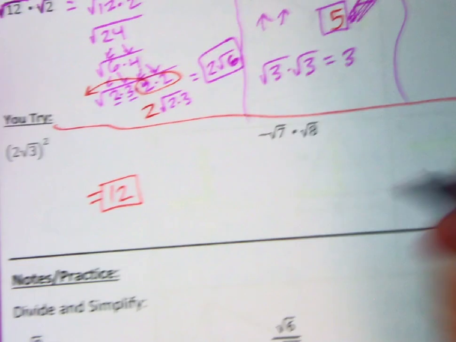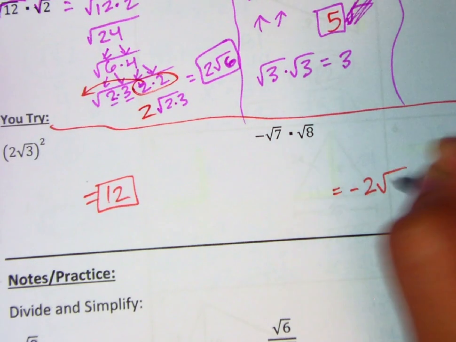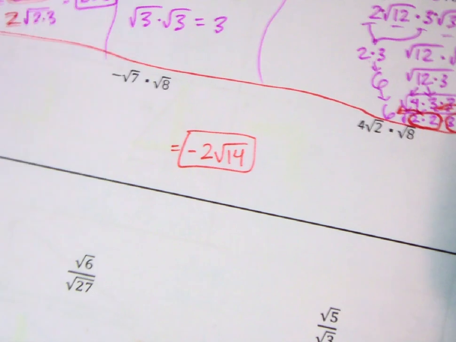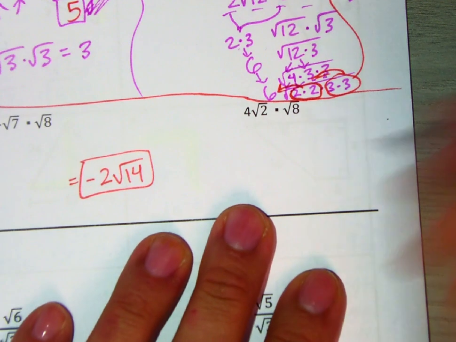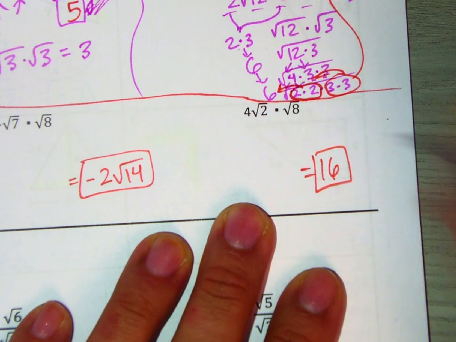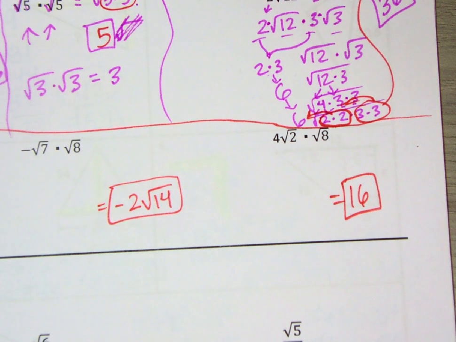For the second example, you should have gotten the answer of -2 square root of 14. For the third question over here, your answer should have been 16. Okay, I hope this video helps you understand multiplying radicals.